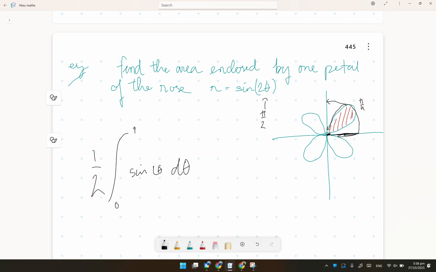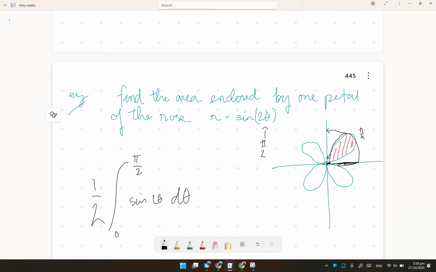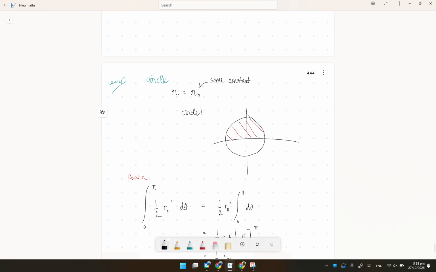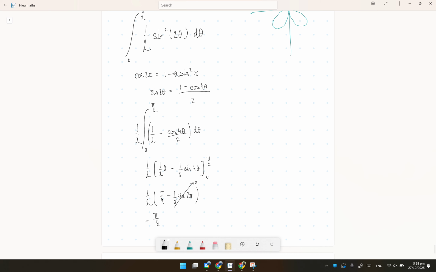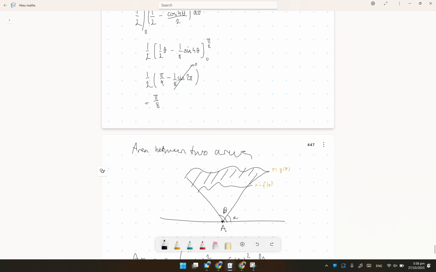2 theta. And I'm not going to go through the integration steps for you because this is not an integrating video. It's a getting area of polar coordinates video. So it's more theoretical. So if you want to see how I did it here, I'll just show you how. You use the double angle identity, and then you can go all the way down, and it ends up with pi over 8.